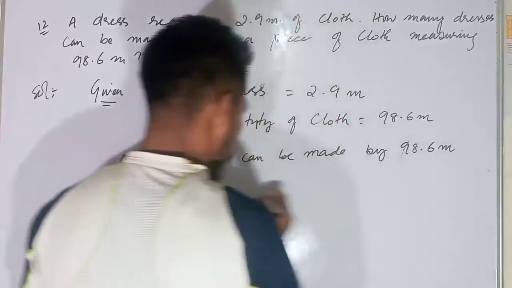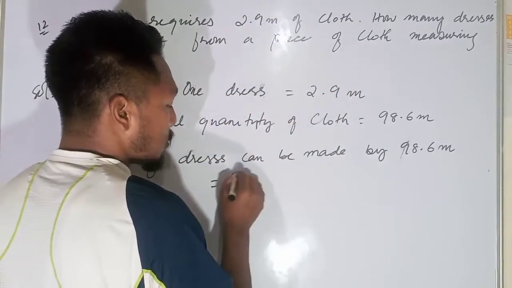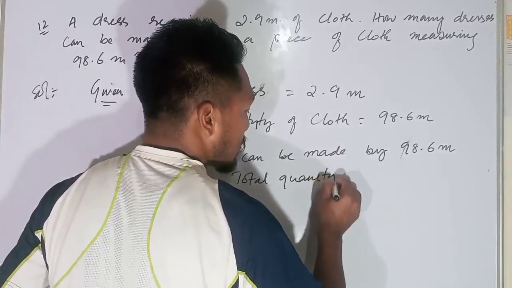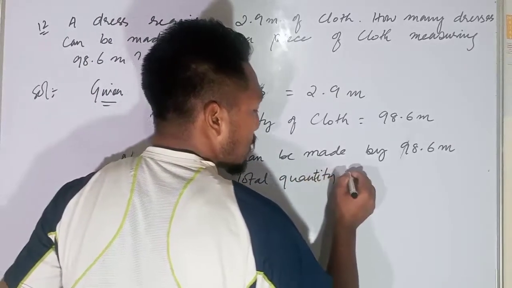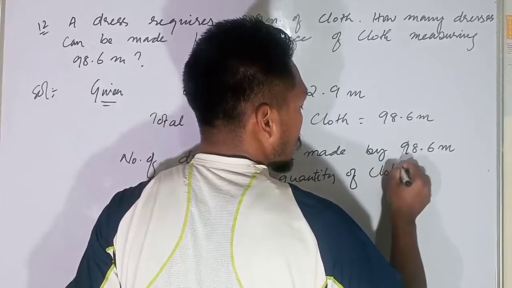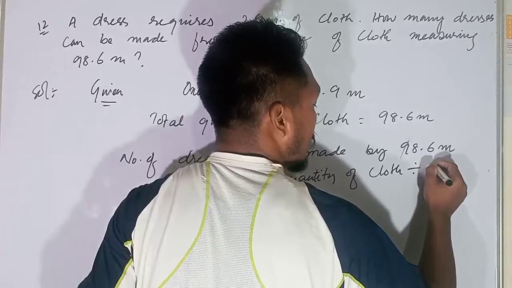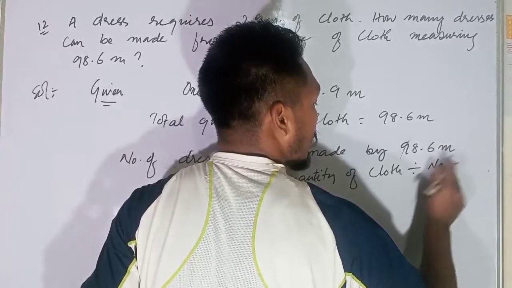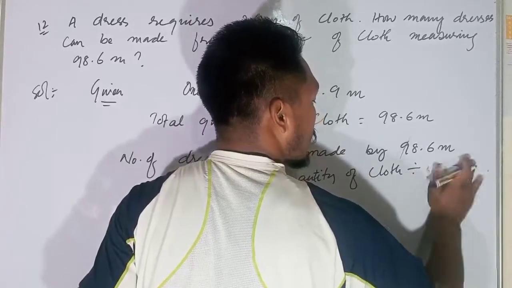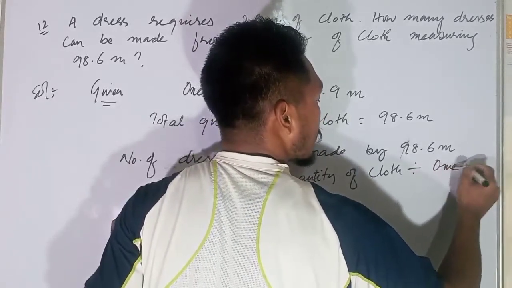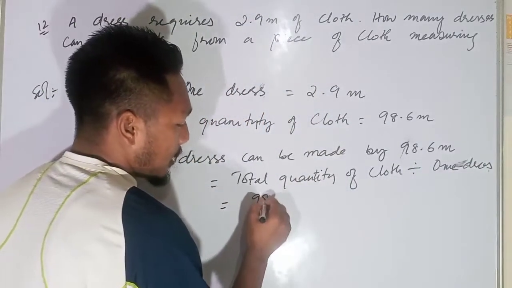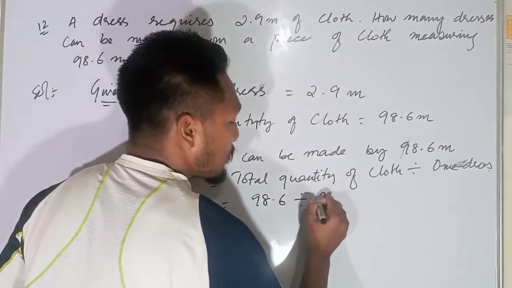98.6 meters is equal to the total quantity of cloth, divided by the quantity of cloth for one dress. You can write directly one dress, it doesn't matter. Okay, one dress. So what is it? Total meters, 98.6, dividing by 2.9.